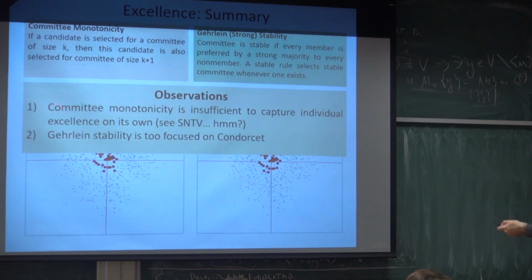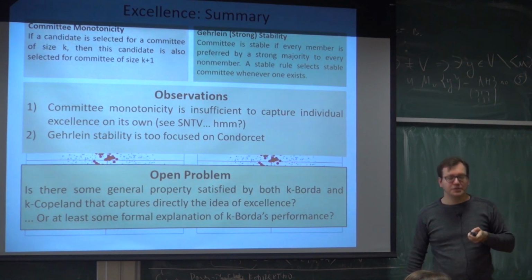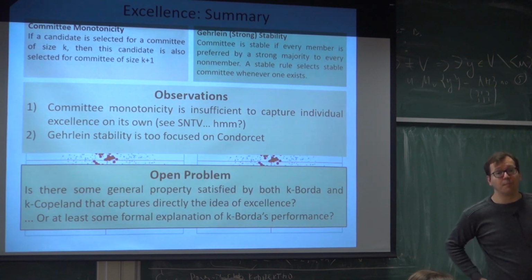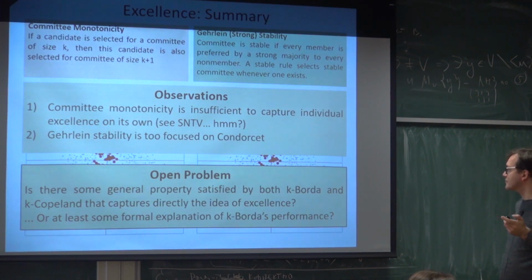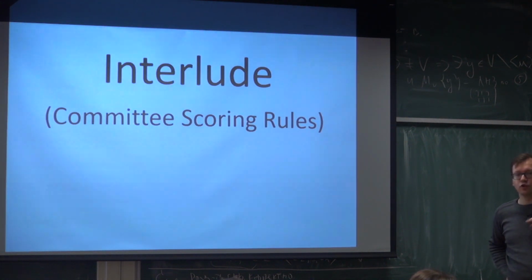So committee monotonicity on its own, it seems, is not sufficient to capture individual excellence. For example, SNTV is committee monotone, although I will get back to that. Gehrlein stability is maybe too focused on Condorcet-like notions. So we feel that there's still some need for a better axiom, some better capture of what this individual excellence really means. But so far we don't have it. Okay. So I hope you're still alive, you're still not asleep. I wouldn't dare say still active.